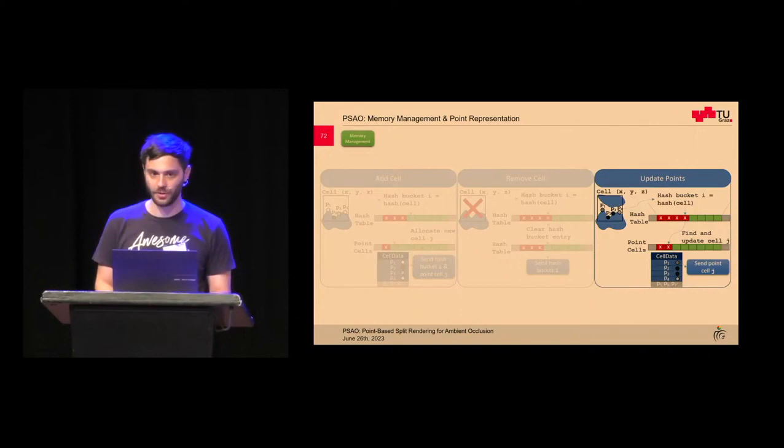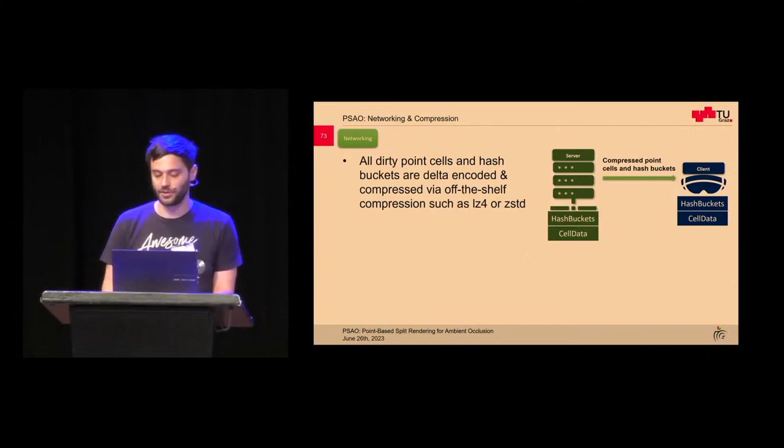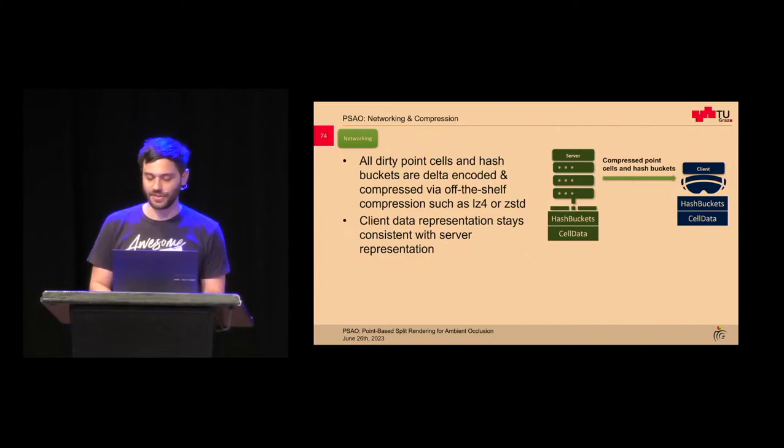Now, in terms of networking and compression, all dirty point cells and hash buckets are delta encoded and compressed via off-the-shelf compression, such as LZ4 or Zstandard. And the client data representation stays consistent with the server representation. So both of them use the same data structures, and we just compress them and send them to the client as is.